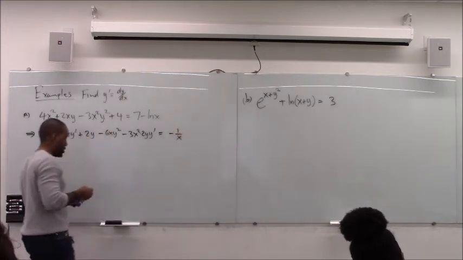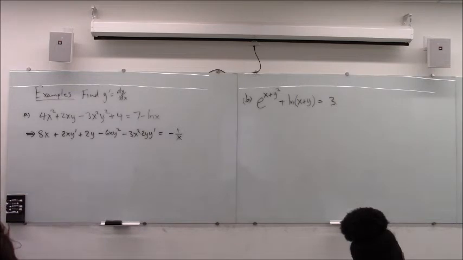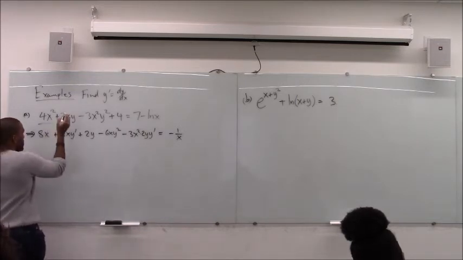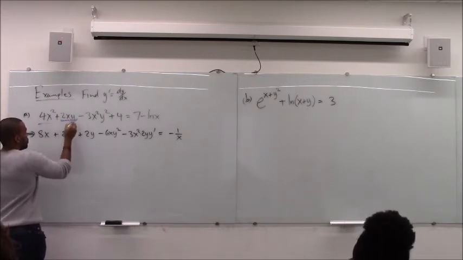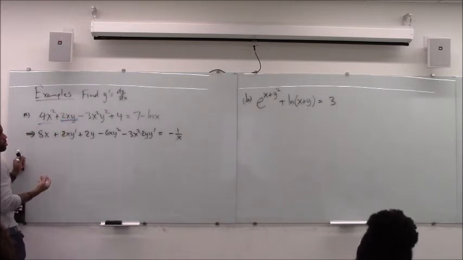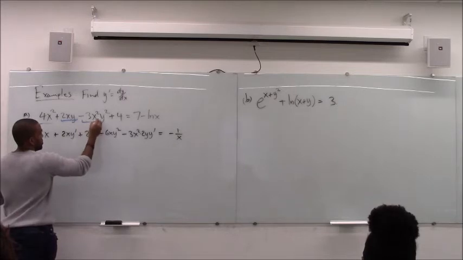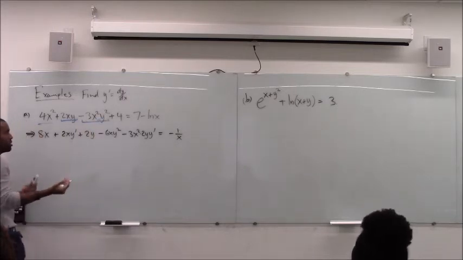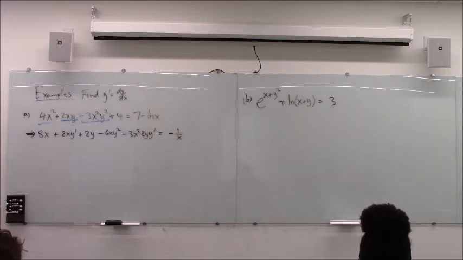Alright, so that's the first step: go through and differentiate everybody. Don't forget your derivative rules. The power rule applies here. Here you had two functions, the 2x and the y, so you have to do the product rule. Here you had two functions, minus 3x squared and the y squared, so you have to do the product rule. So you did that. Now what?